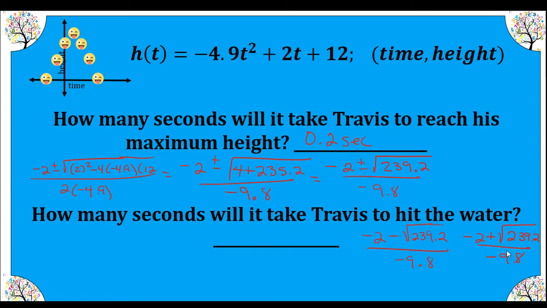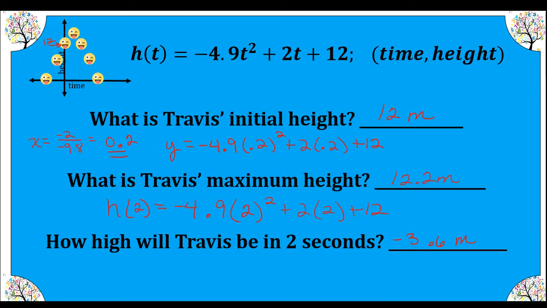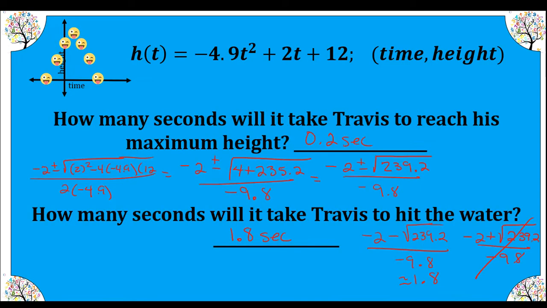I'm going to round. It says 1.782254, and so on. So I'm going to say 1.8. So about 1.8. So it takes 1.8 seconds for Travis to hit the water. This root is irrelevant. Again, when we're asking how high will Travis be in 2 seconds, he will be under the water. He will not be above the water because this point is 1.8 seconds. So in 1.8 seconds, he is 0 feet in the air.